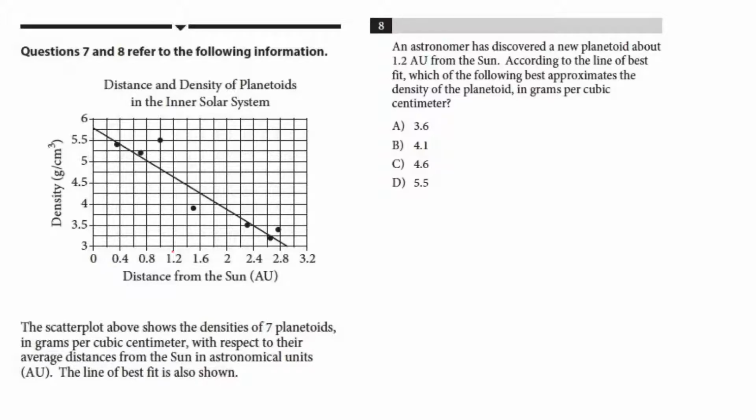Let's get a pen here. At 1.2, we go straight up to the graph. Okay, and then we go over to our density, and it looks like 4.7, 4.68 or something. Okay, well, yeah, C is going to be the closest to what we're seeing here.